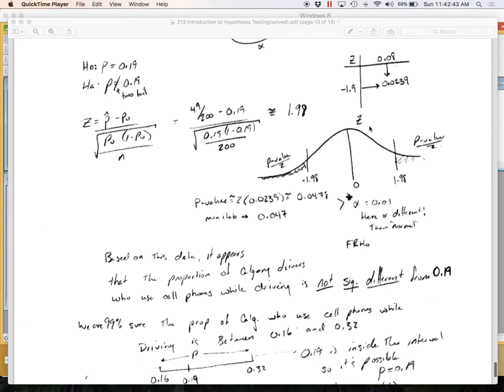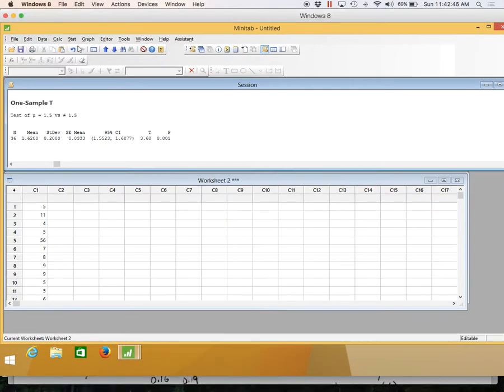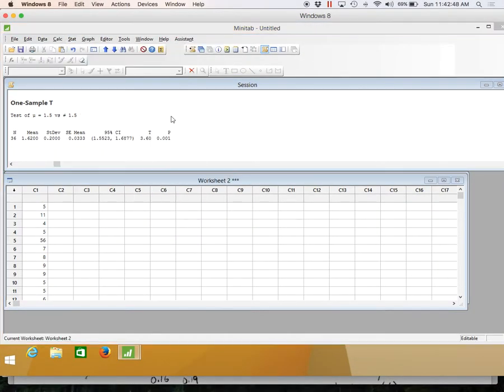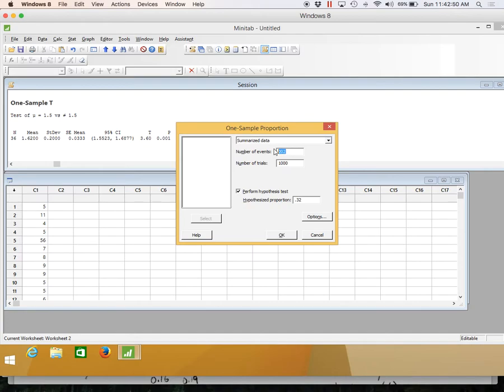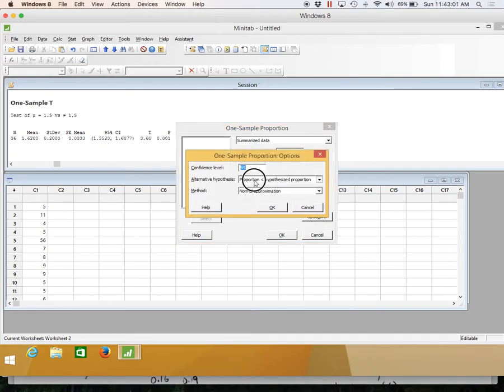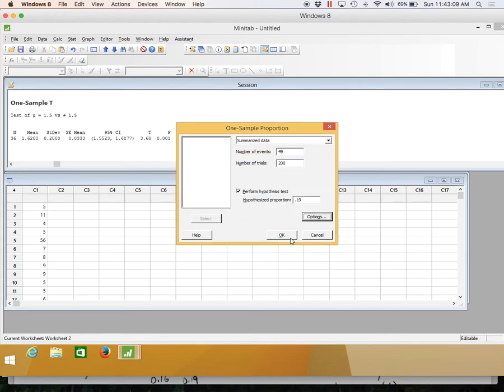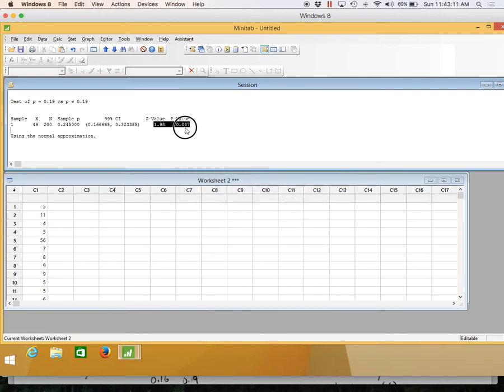Okay, so let's see this in the computer first. Basic stats, one proportion. Summarize data. Here I am saying that 49 out of 200 were looking at their cell phone. The hypothesized value is 0.19. The options here: I want to do a two-tailed test, and I want to have 99% confidence using the normal approximation, of course. Here's my test statistic and my p-value.